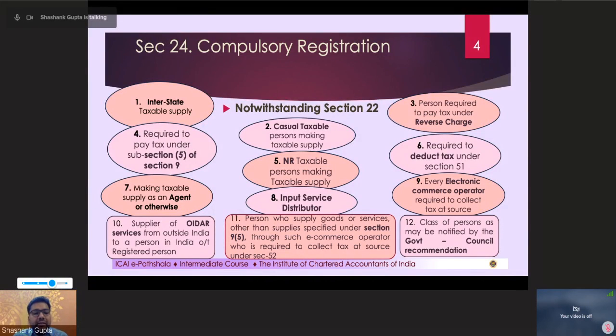Next is supplier of OIDAR services from outside India to a person in India other than a registered person. So OIDAR is basically online information database access and retrieval services. Some of you will already start putting in the query section, please explain in detail what is OIDAR.